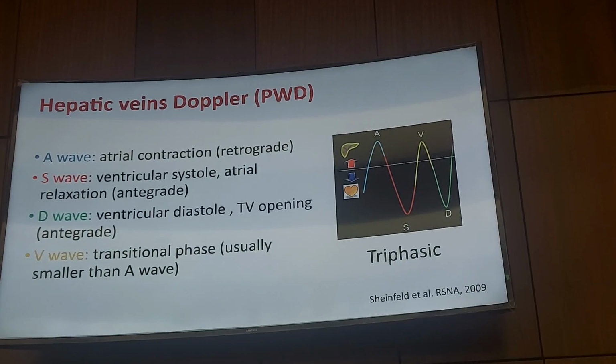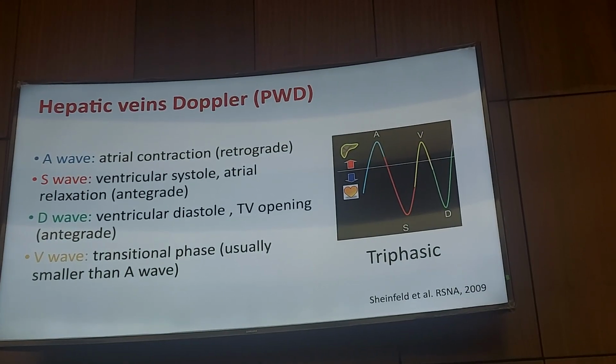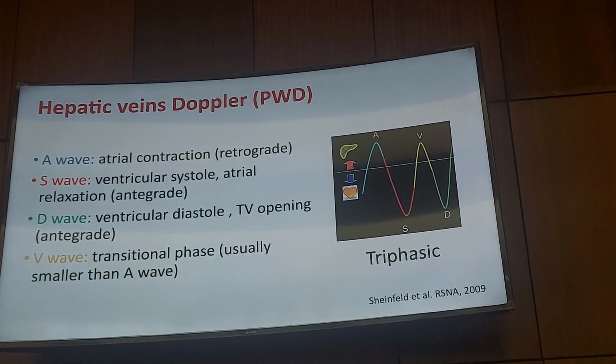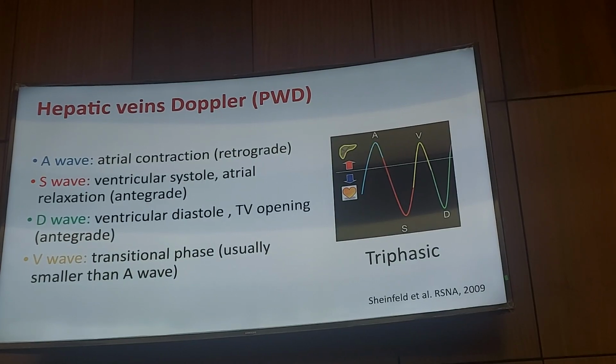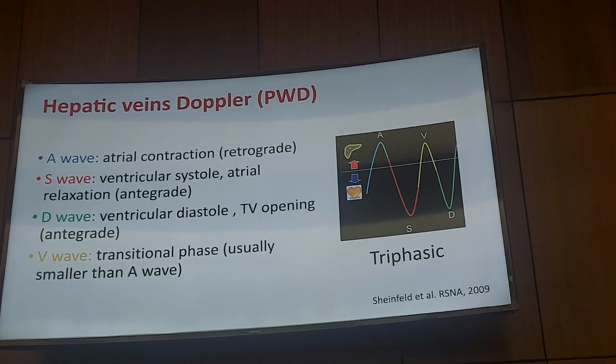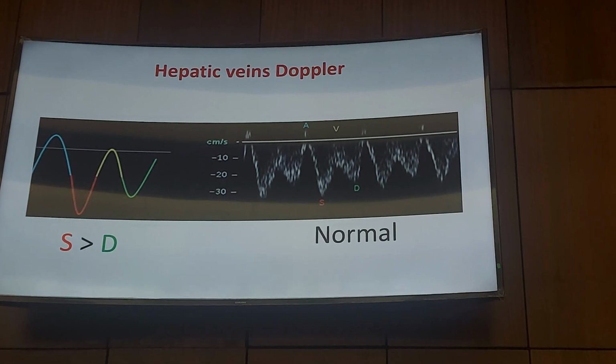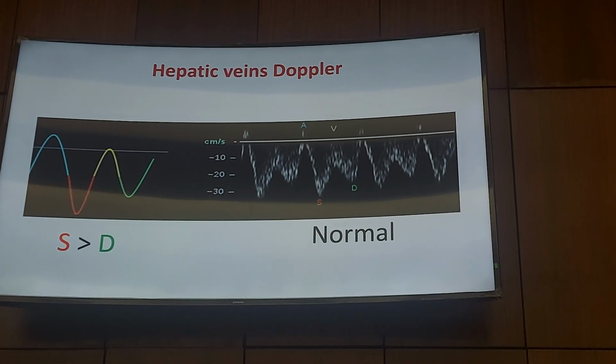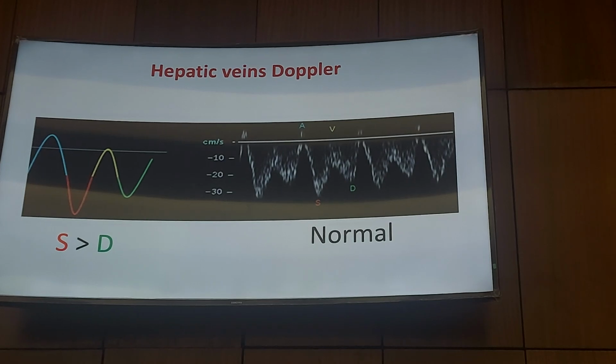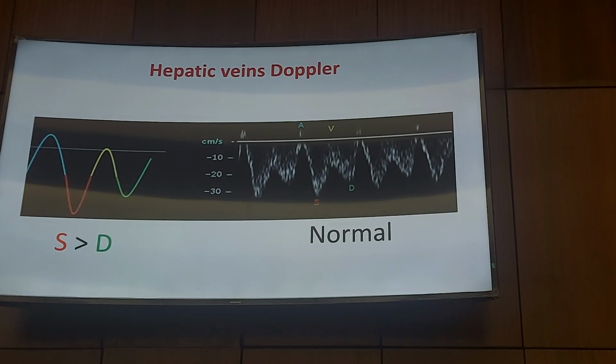And that waveform is called the triphasic waveform. So remember the A, S, and D. And normally the S should be larger than the D in normal right atrial pressure. So that is how it looks like. Pulsed wave Doppler, you have the triphasic, A above, S and D below. Remember, you should have an ECG connected during the tracing.